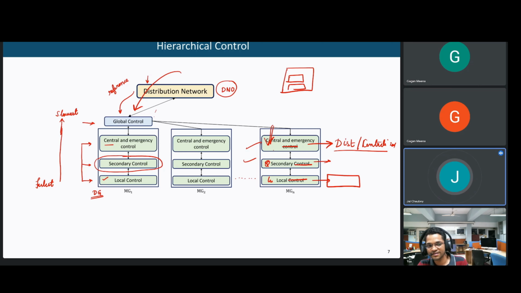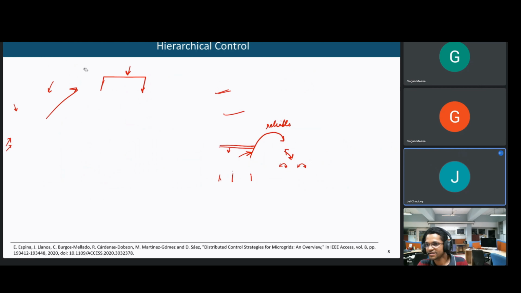Suppose both of them are centralized, and in centralized the problem is that if this link breaks, then the control will not be possible. So if both are centralized and the link is out of service, then there will be a problem. That's why, depending upon even the size of the microgrid and the different types of generators inside the microgrid, all these things will determine the number of levels in the hierarchical control. So here we are having 4 levels. In a smaller distribution network, we may work with only 3. Yes, that is possible.